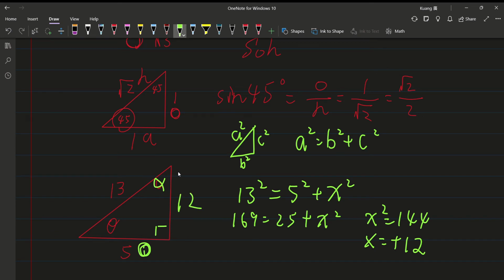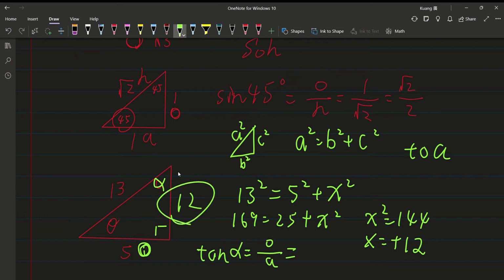So I forgot my question. Maybe it's tangent. Okay, tangent alpha. So tangent, SOHCAHTOA, T-O-A. So that will be opposite over adjacent. Opposite over adjacent. So opposite is 5 over adjacent is 12. So that'll be 5 over 12. Okay. So this is the first part.